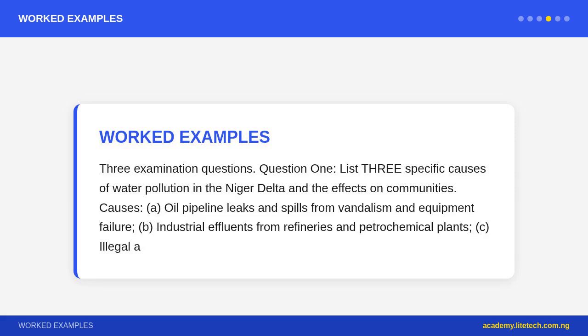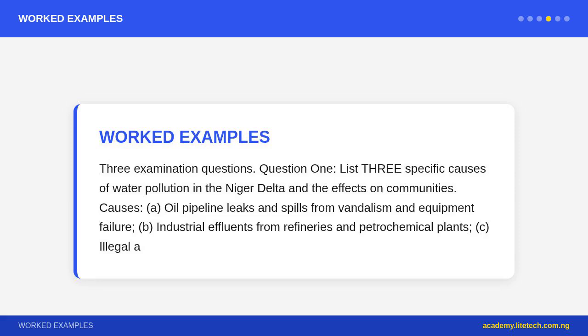Effects: destruction of mangrove forest and fish breeding grounds, mass fish kills devastating fishing livelihoods, contamination of drinking water, communities forced to drink polluted water, skin diseases from contact with oil-contaminated water, respiratory illness from burning oil.